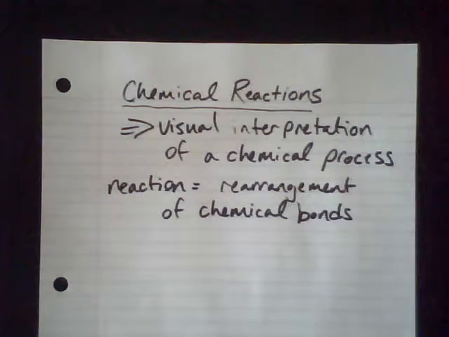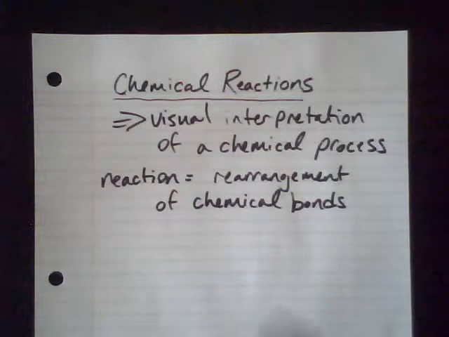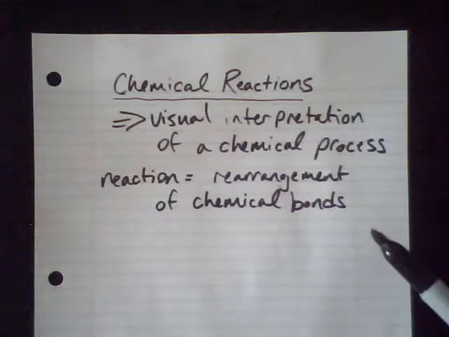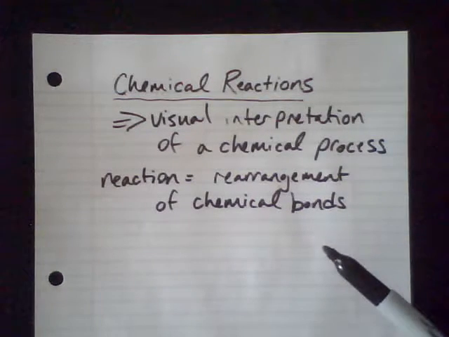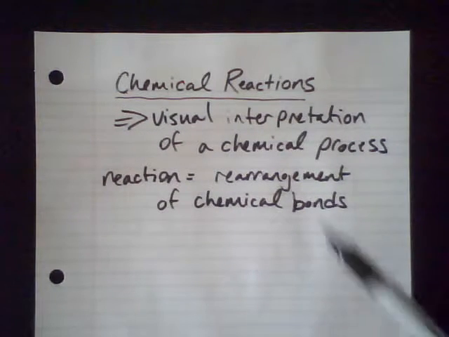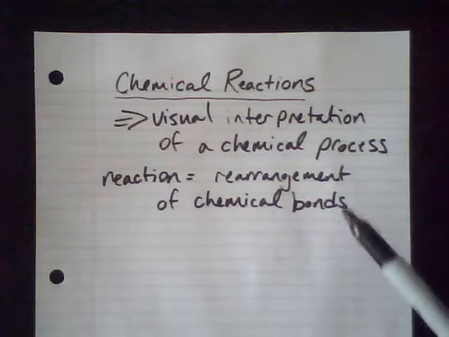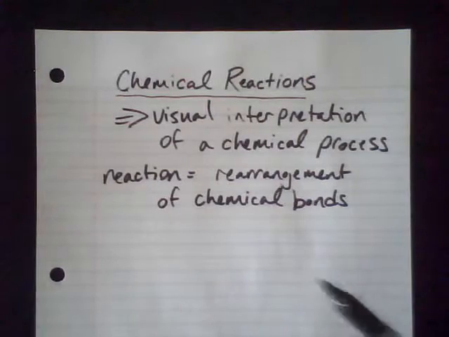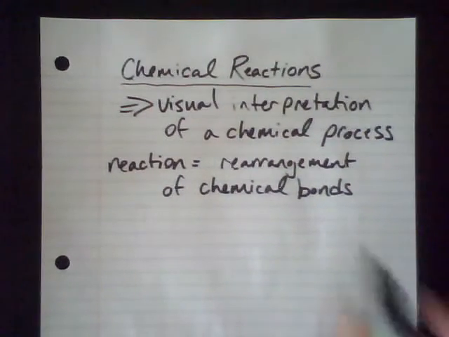So now that we've talked about what atoms are and what they're made up of and their different valence electrons, now we're going to talk about, once we mix these things together, what happens when they start to chemically react? What happens when we rearrange these chemical bonds? And we're going to be able to show this with what is called a chemical equation.